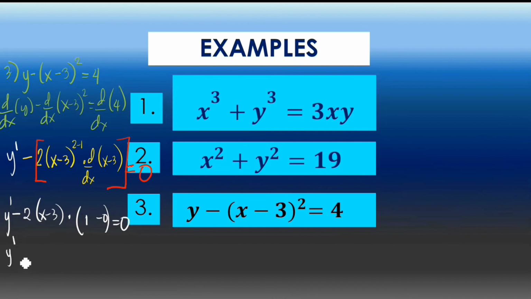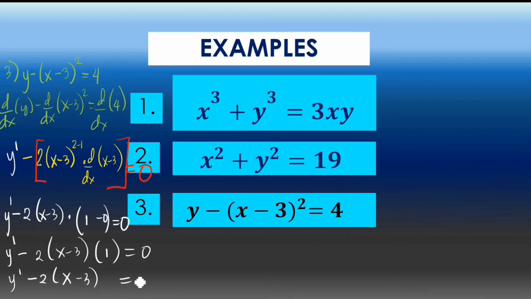Continuing, we have y prime minus, so 2 times x minus 3. We do have here 1 minus 0 is 1 equals to 0. So y prime minus 2 times x minus 3 equals to 0. And the next thing that you need to do is you need to isolate y prime on one side only. So we have y prime equals, so negative 2 times x minus 3, you transpose it to the other side. It will become positive 2 times x minus 3.